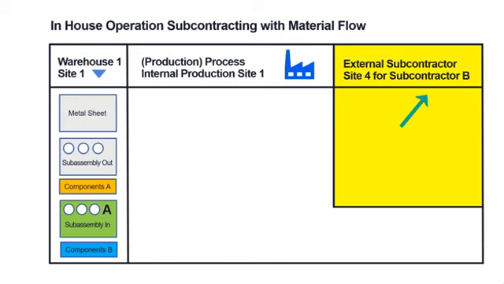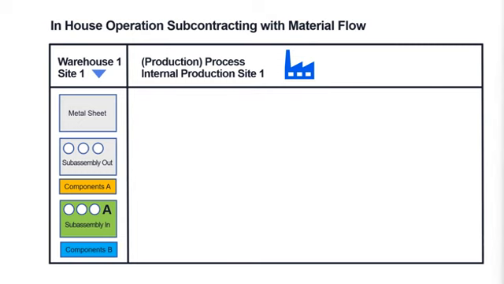We have a business partner, a subcontractor, and the subcontractor needs a purchase order, and he will send us an invoice. The subcontractor will travel to our location. Let's make this visible. We remove the label External Subcontractor Site 4 for subcontractor B. We also remove the yellow markings and the boundaries. So in the picture we only have internal production site 1.